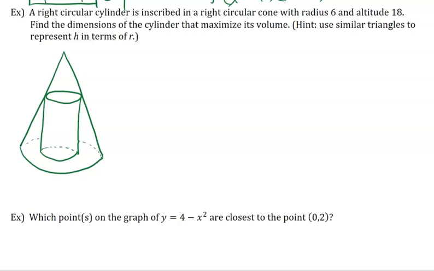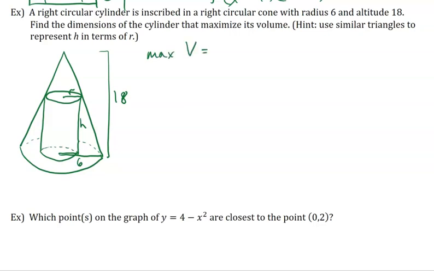Okay, there we go. So I'm trying to find the dimensions of the cylinder, so I'm going to call this R and H, that will maximize the volume of that cylinder. And I know that the radius of the cone is 6, and the height is 18. Okay. So I'm trying to maximize the volume. So once again, trying to maximize V.